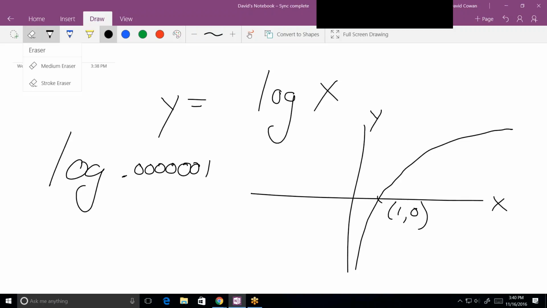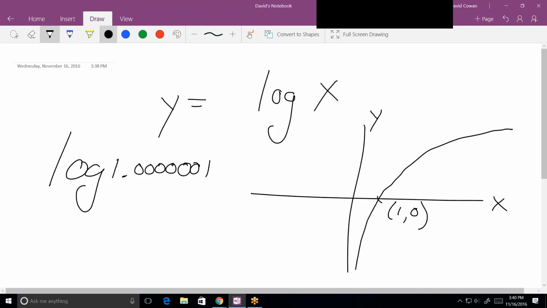But if I took the log of 1.00001, it's going to be positive. So that's a good thing to remember. I cannot take the log of anything but positive numbers, but y can be anything from negative infinity to infinity. In other words, the domain is restricted, but the range is not. Okay.